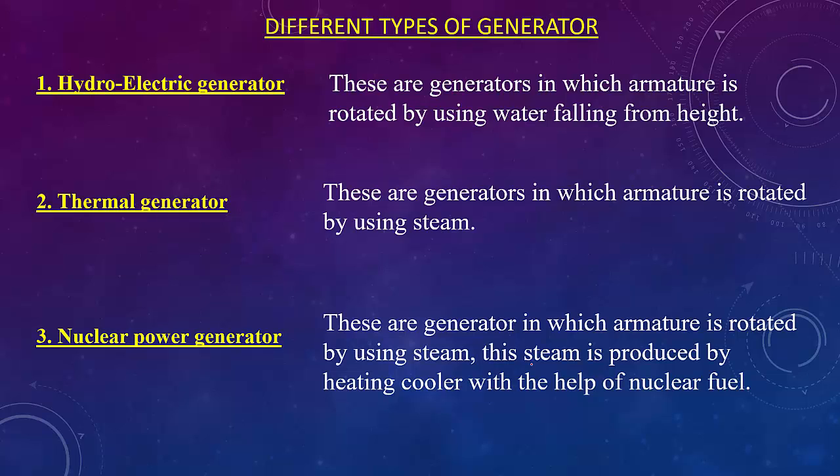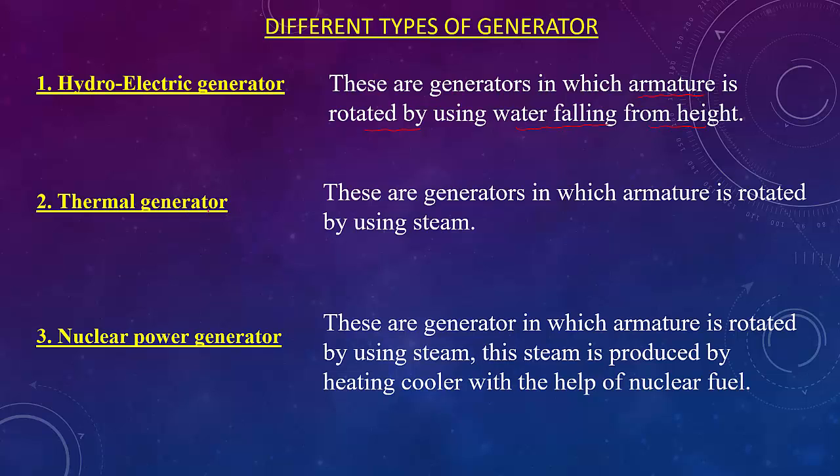There are 3 different types of generator. Mainly we are using hydroelectric generator, thermal generator, and nuclear power generator. The first one is the hydroelectric generator. Hydro means water. So these are the generators in which the armature is rotated by using water falling from a height. In the generator, we already studied construction and working. You can remember the construction of an AC generator. We considered a coil wound over a soft iron core, which is called the armature. This armature is rotated between 2 strong magnets. But how to rotate that armature is very important. The armature is rotated by using water falling from a height on the coil. Because of the water falling from the height, the coil starts to rotate. So that type of generator we can call a hydroelectric generator.